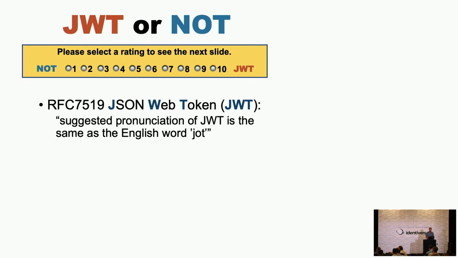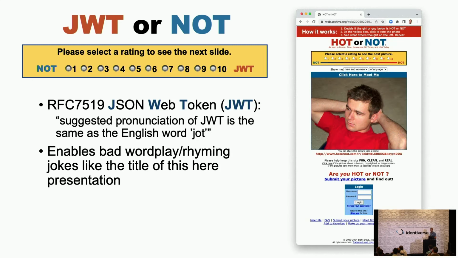Then there is RFC 7519, which is JSON Web Token itself, which is probably the best known and most popular piece of this. It's what most people know about, even though most of the work is done in the JOSE underlying layers. JWT builds on top of that and is what's most widely used by developers and people in our industry. The suggested pronunciation, right out of the RFC itself, of JWT is the same as the English word "jot". I still go back and forth, but it's nice because it enables bad wordplay and rhyming jokes like the title of this presentation.